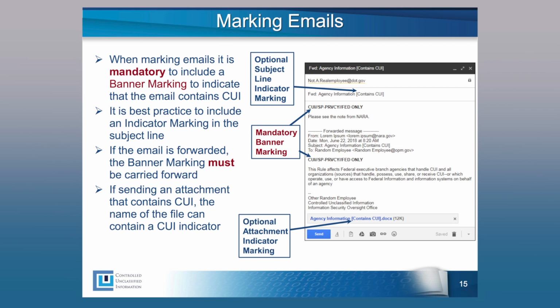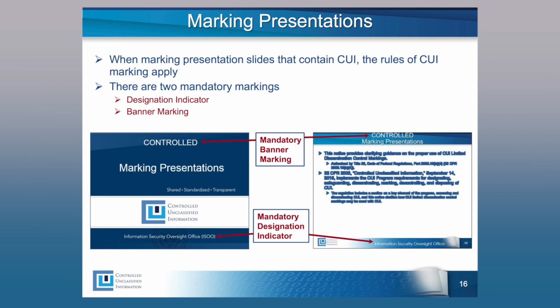One other important thing to note is that when forwarding an email that contains CUI, carry forward all previous markings, such as by moving the banner marking back to the top of the email, which is shown in the example on the screen. If you are emailing an attachment that contains CUI, it is a best practice to indicate that in the name of the file, such as by including "Contains CUI" in brackets in the file name. Additionally, though it is not mandatory, you can also portion mark emails, which is done in the same manner as with a document.